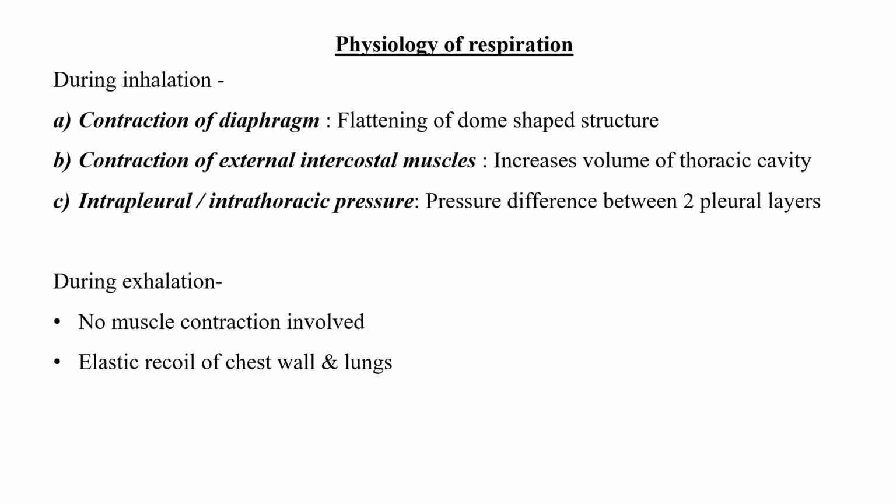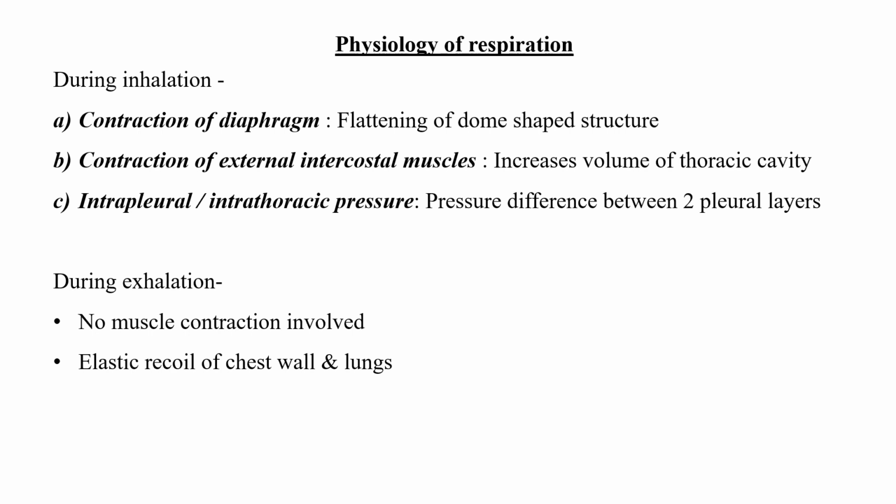Now, how can we increase the size of the lungs? That can be achieved by three methods. First one is the contraction of the diaphragm. So the diaphragm is a dome-shaped skeletal muscle which forms the floor of the thoracic cavity. Once the diaphragm contracts, it flattens from its dome-shaped structure. This increases the diameter of the thoracic cavity.